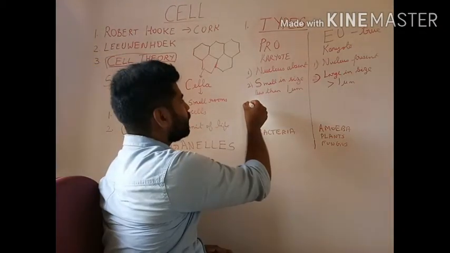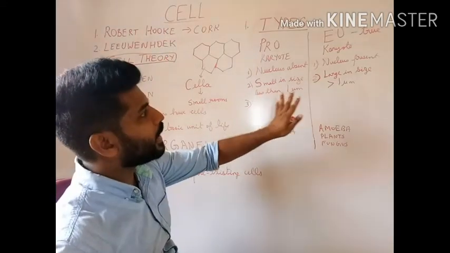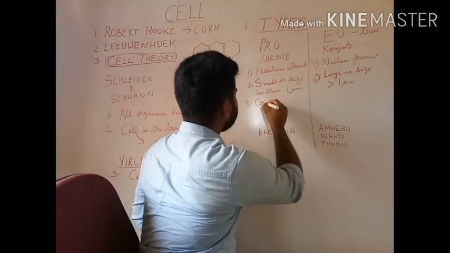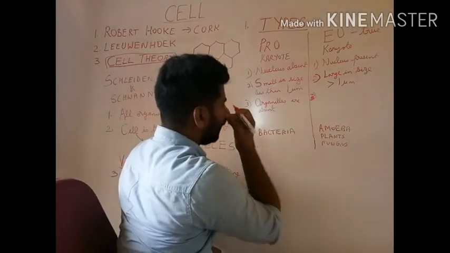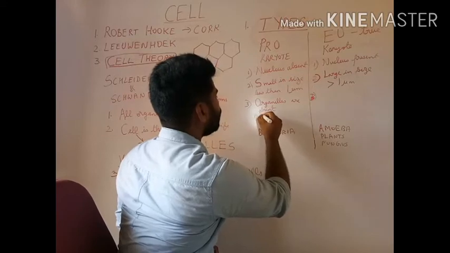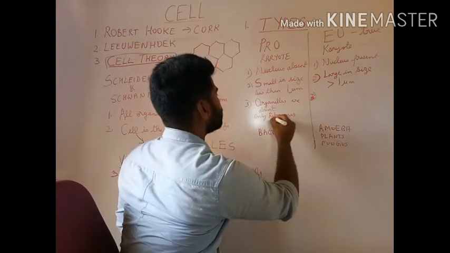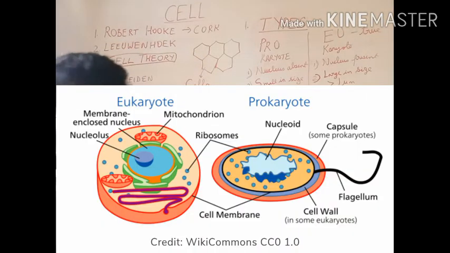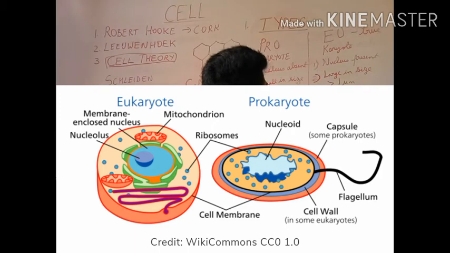The third important difference between a prokaryote and a eukaryote: organelles are absent in the case of prokaryotes. In bacteria, they have only ribosomes. They have only ribosomes. They don't have anything else. Whereas in eukaryotes, organelles are present.